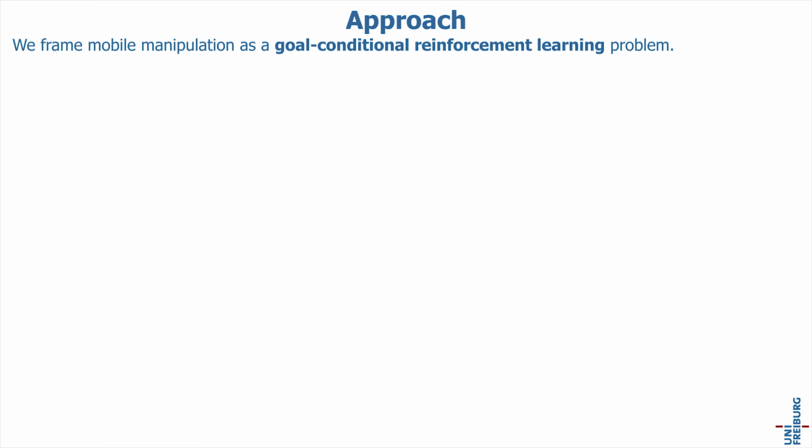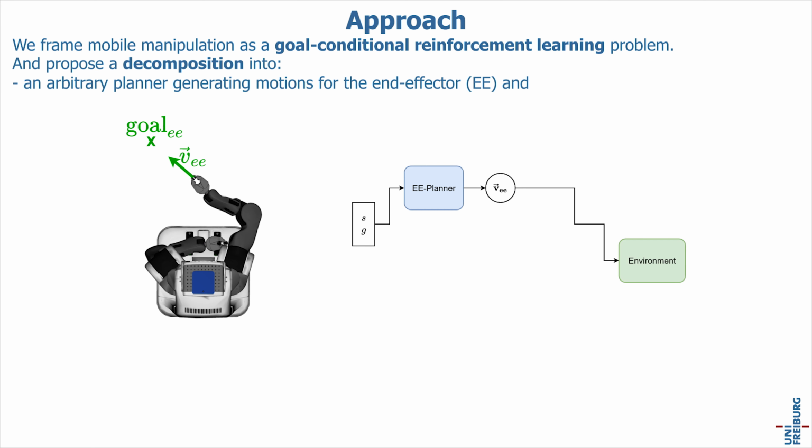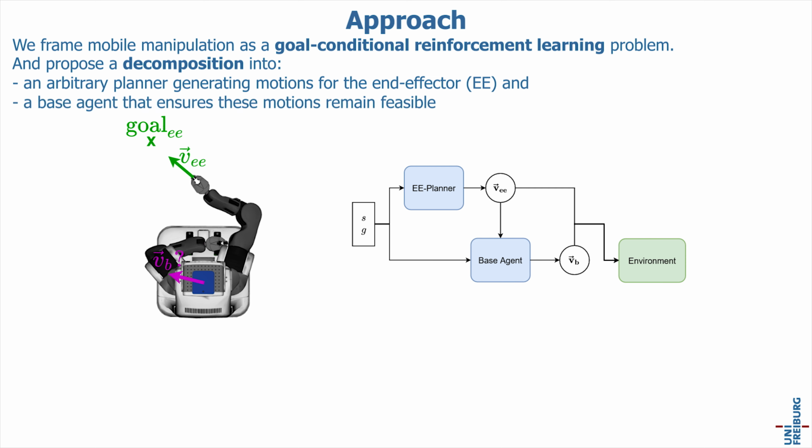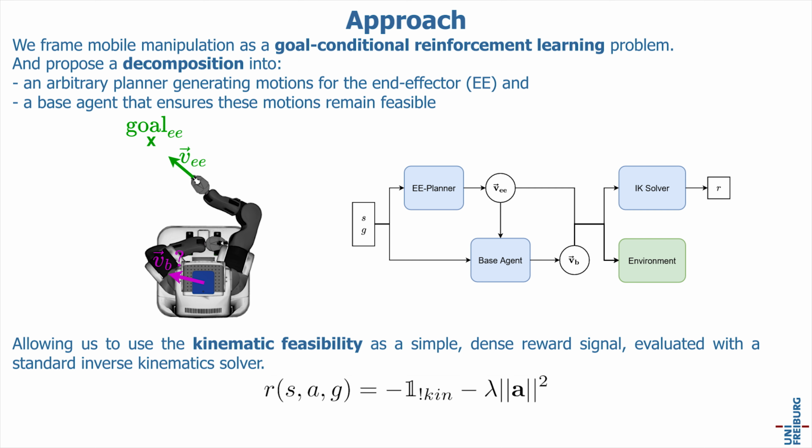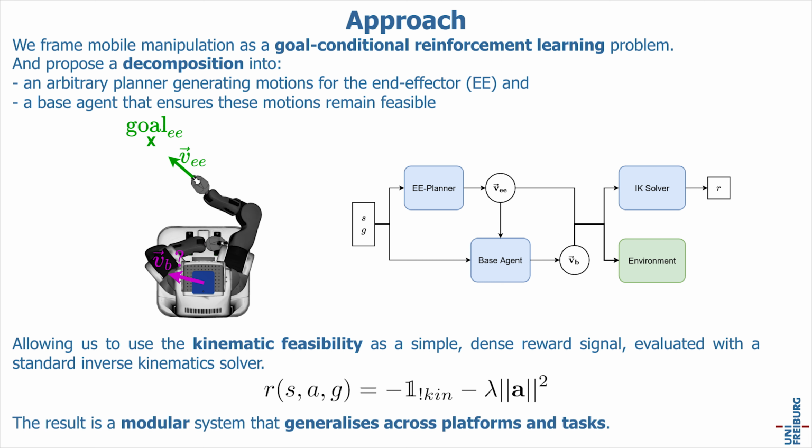We frame mobile manipulation as a goal-conditional reinforcement learning problem and propose a decomposition into an arbitrary planner generating motions for the end effector and a base agent that ensures these motions remain feasible, allowing us to use the kinematic feasibility as a simple dense reward signal evaluated with a standard inverse kinematic solver. The result is a modular system that generalizes across platforms and tasks.